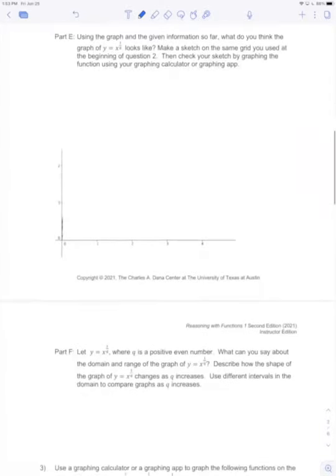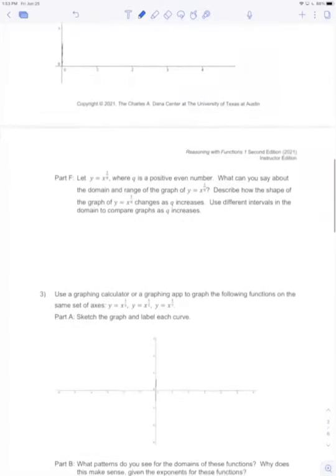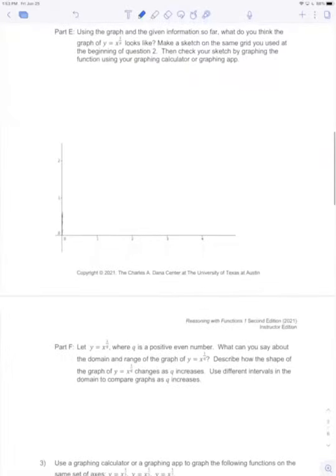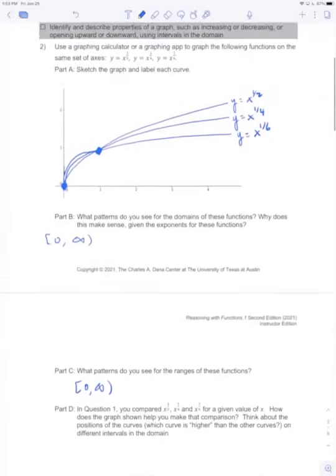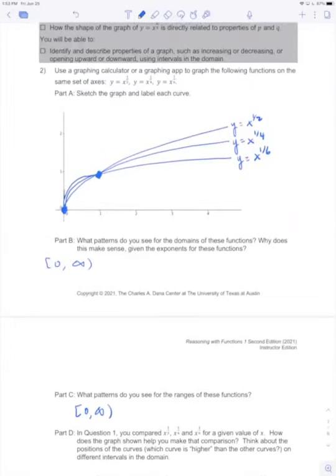Okay, let's go to part E. It says, using the graph and the given information so far, what do you think the graph of y equals x to the 1/8 looks like? Make a sketch on the same grid we used in question 2. So I'm going to go back up here, and I'm thinking we're going to start at the origin. In the interval 0 to 1, we're going to be a little bit higher than our other curves. And then when we pass through the point 1, 1, we're going to be the lowest curve. So it looks something like that.